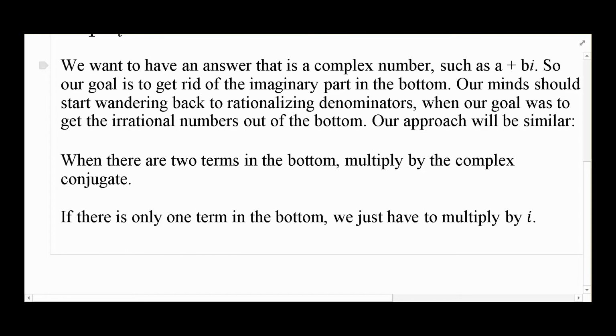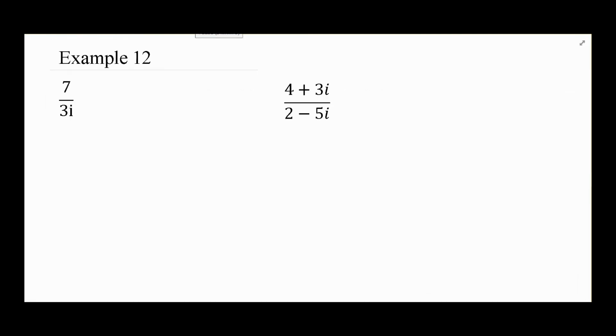When we were rationalizing denominators, if there was a single radical in the bottom and no addition or subtraction, we just multiplied by a radical in the top and bottom. But when there were two terms, we multiplied by the conjugate. And so the same thing's going to go for these complex numbers. So let's do an example of each.